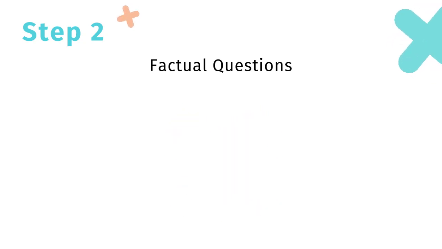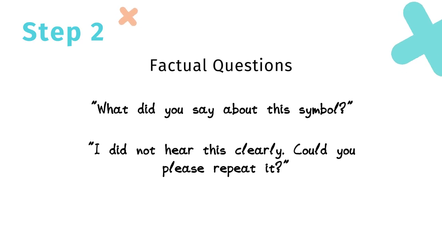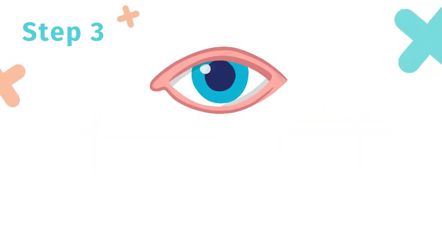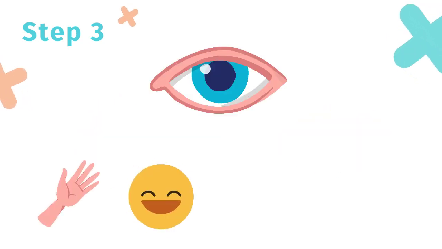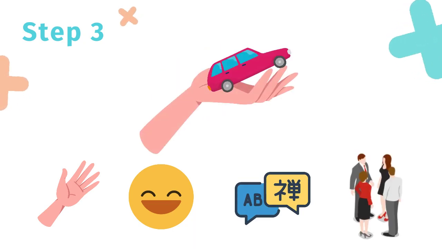For example, "What did you say about this symbol?" Or "I did not hear this clearly. Could you please repeat it?" Once all questions are covered, the practitioner shares their perception of the client's work and presentation. These observations can be about body language, pitch of the voice or actions, for example, interacting with a symbol.